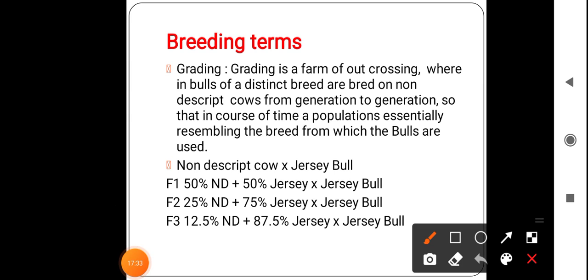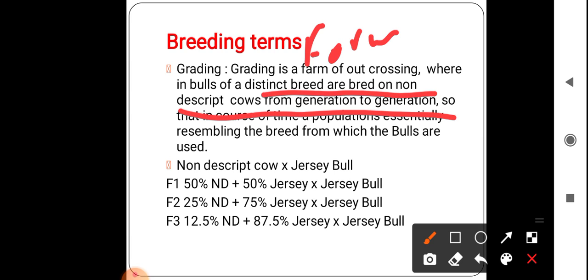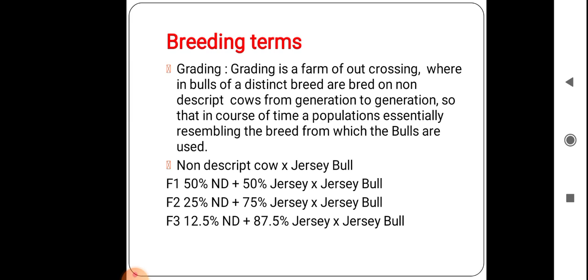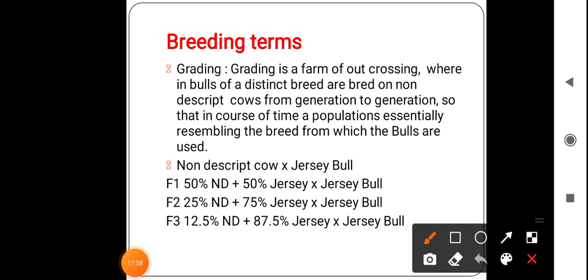Grading. Grading is a form of outcrossing wherein bulls of a distinct breed are bred on non-descript cows. What it means is that a bull is picked up and the same bull is mated with the non-descript cows from generation to generation, so that in course of time a population essentially resembles the breed from which the bulls are used.